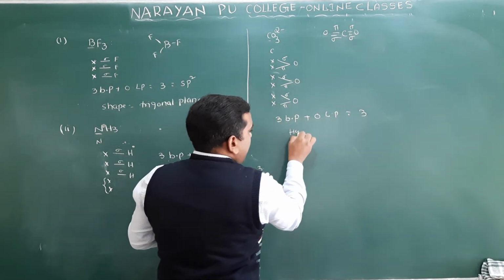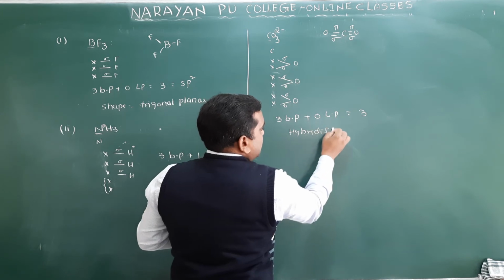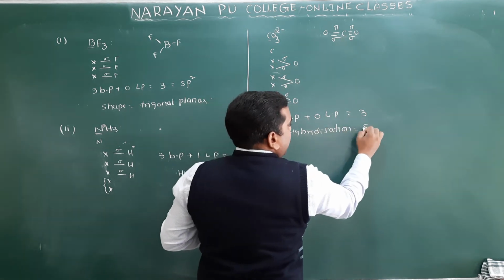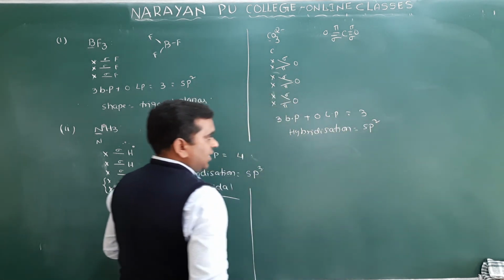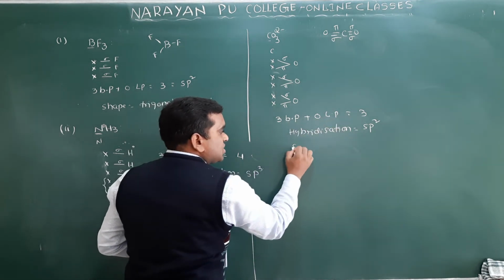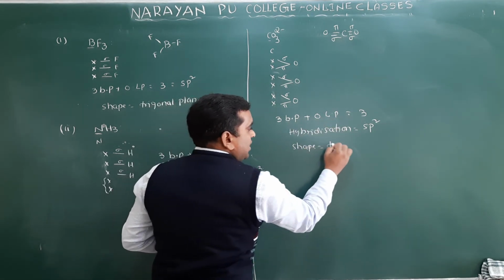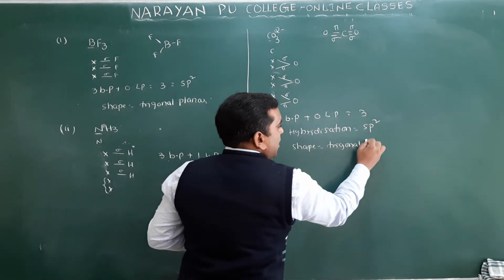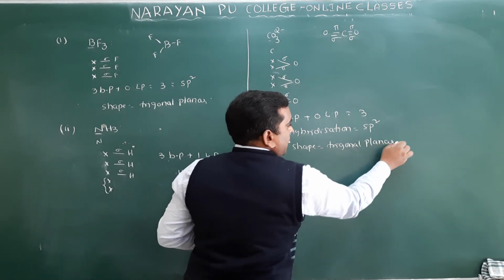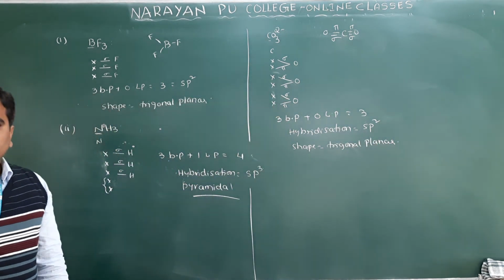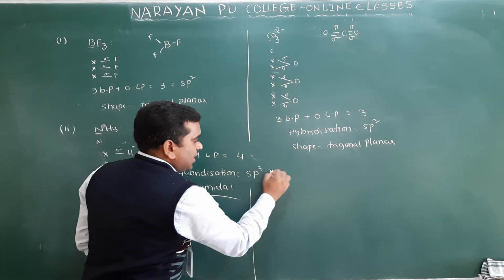3. 3 means what is the hybridization? Hybridization is sp2, 2 plus 1, 3. 3 plus 0, what is the shape? The shape of the molecule is trigonal planar. This is how to do it. Clear? Another one I will write here.